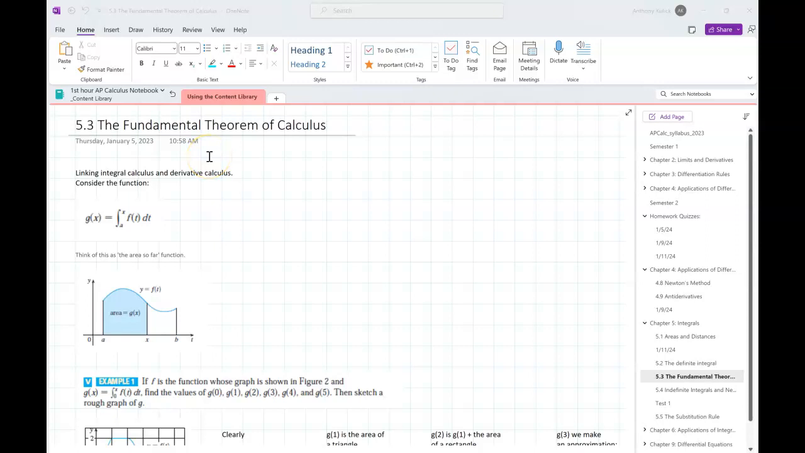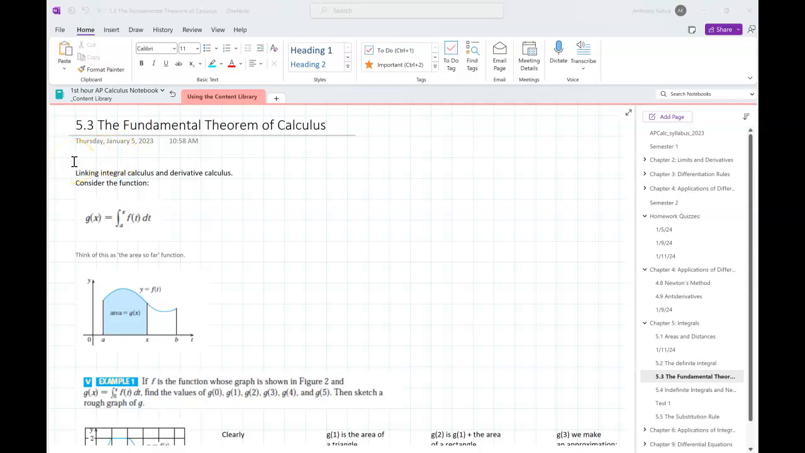We're going to be talking about section 5.3. The 5.3 is about the fundamental theorem of calculus. So this is the big payoff that we've been kind of waiting for. We've been talking about areas under curves for a little bit. We're going to kind of put that all together now.